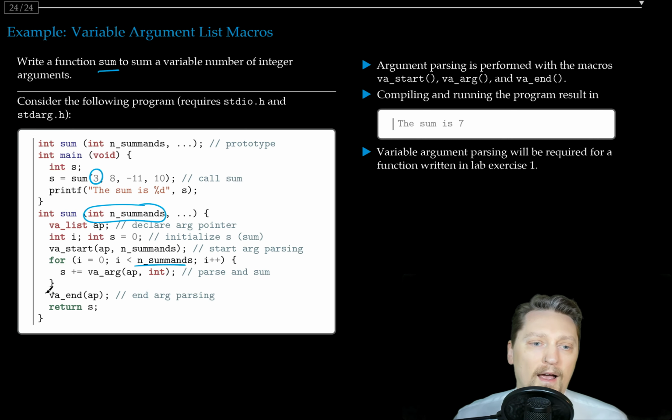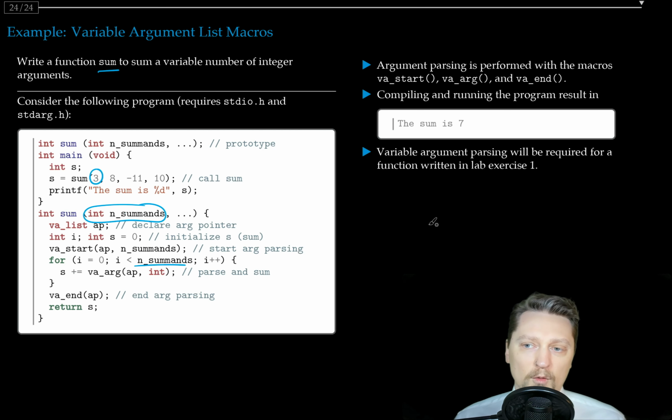And then after that, end our argument parsing with va_end(ap). So our sum is already computed, so let's go ahead and return it. And this should print the sum: 8 minus 11 plus 10 is 7. So compiling and running the program results in the sum is 7 being printed.